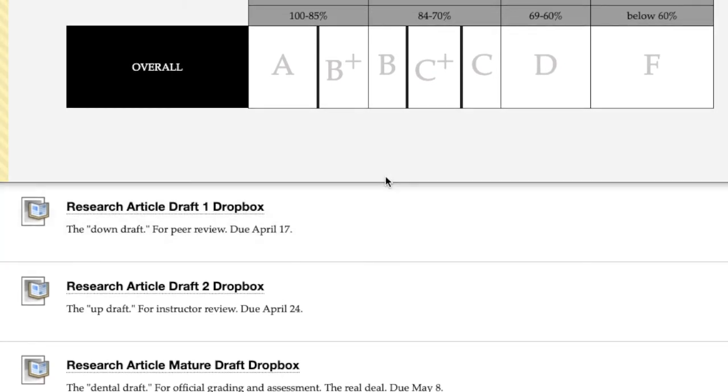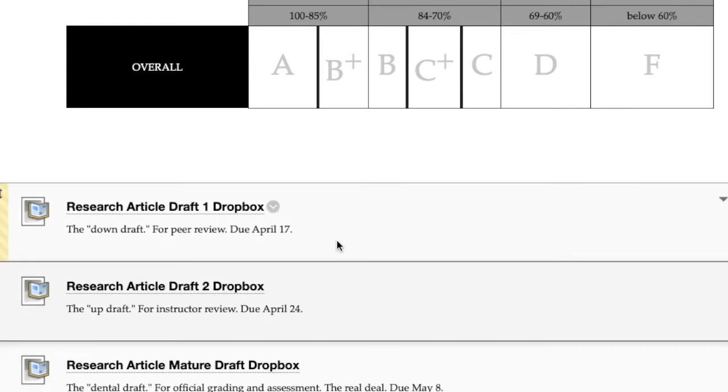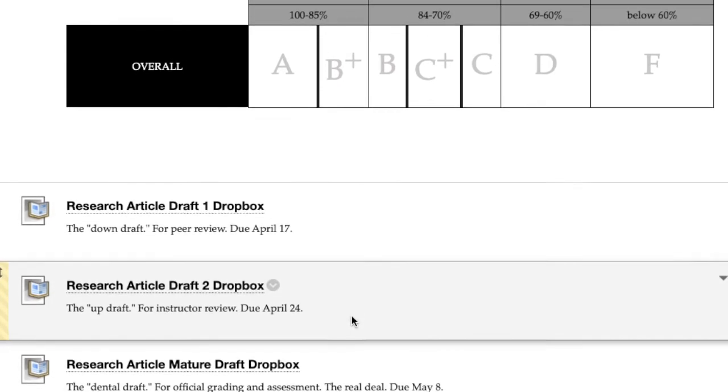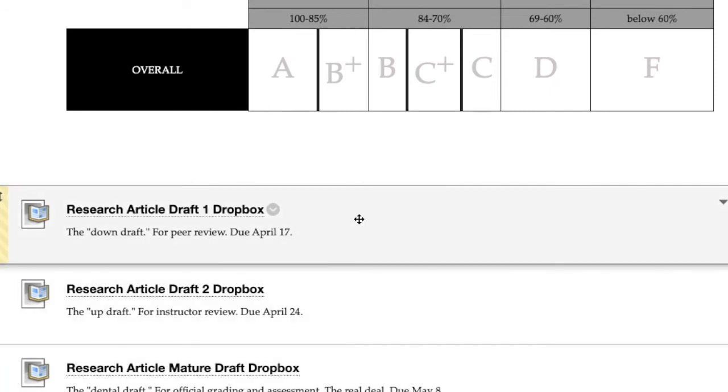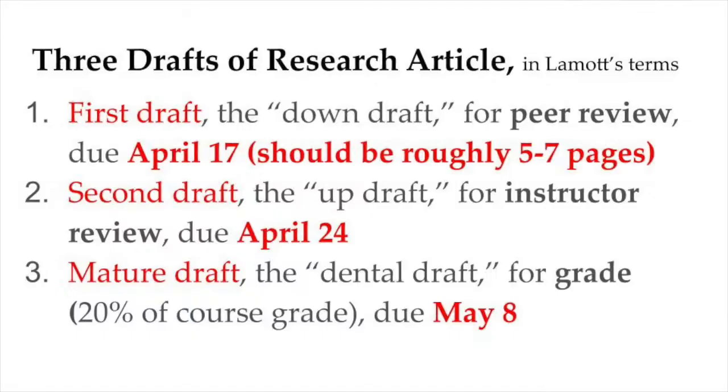Now, a little bit about, I'm going to break these up and probably put them in the weekly folders where they belong, but this is a 3-draft process. Your first draft is due April 17th. I'll call it the down draft. You're just getting your ideas down on the page. It's going to be for peer review. In other words, I'm going to share this draft with somebody else in the class, and you are going to get a draft from somebody else as well to evaluate.